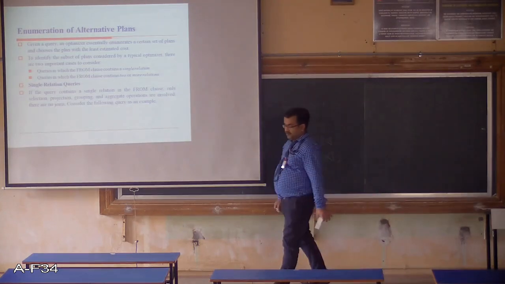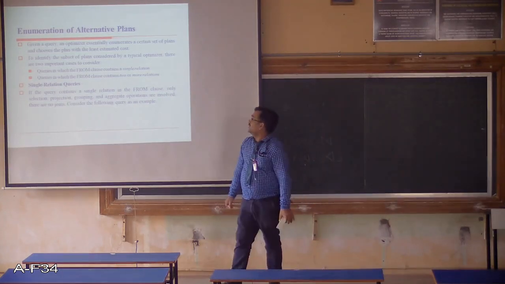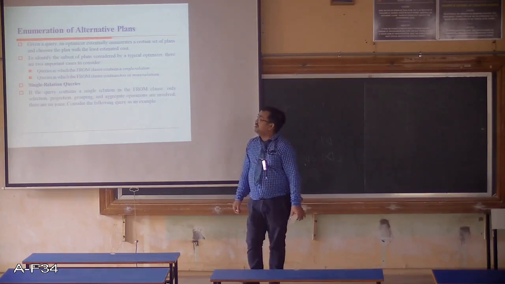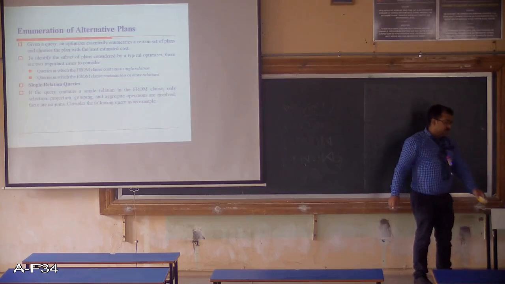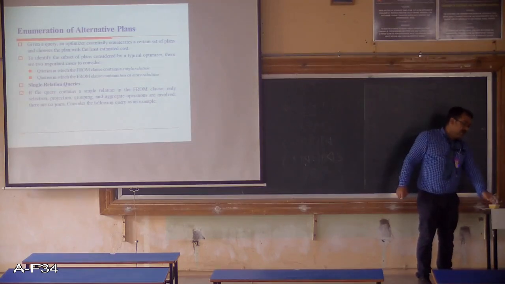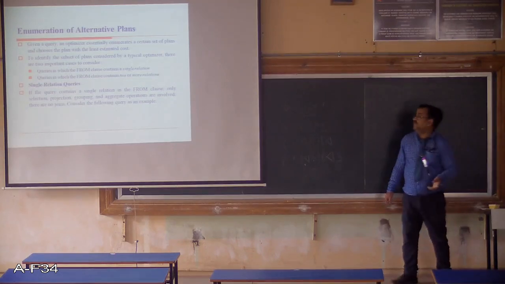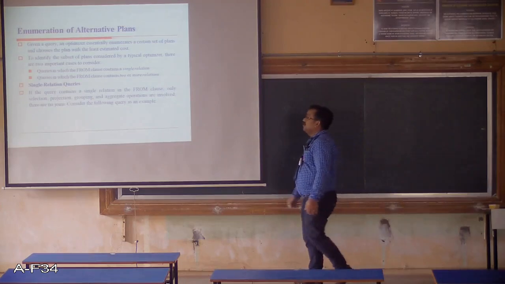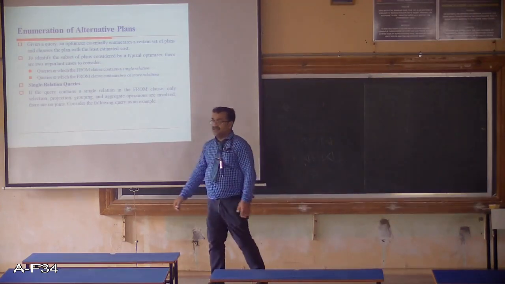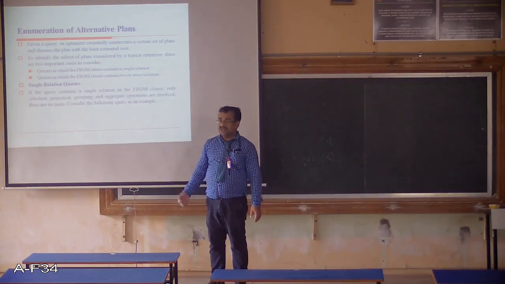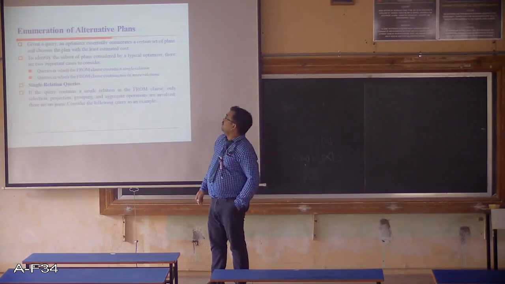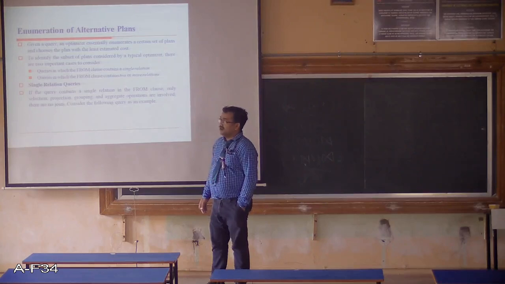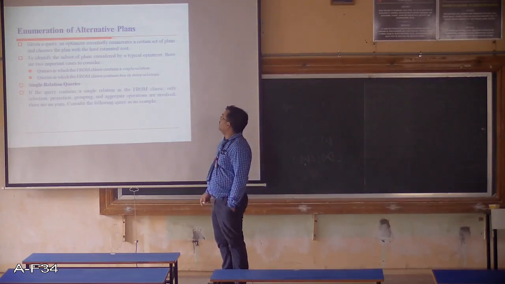Now the equivalence of those relational operations we have seen. So the next topic, let's move to enumeration of alternative plans. Once we know that those operations are equivalent, let's have a look at the different types of alternative plans which the optimizer will consider for a particular query.